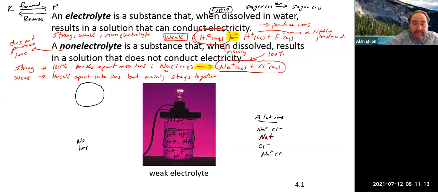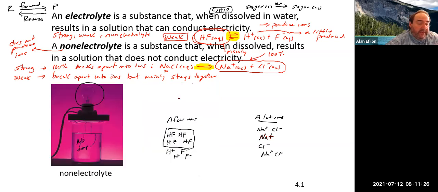And lastly, we finished up talking a little bit about non-electrolytes. These are substances that will basically dissolve in a solution, but they really don't produce any ions. And because there are no ions produced, as we can see, it doesn't conduct electricity, and the light bulb basically stays off.